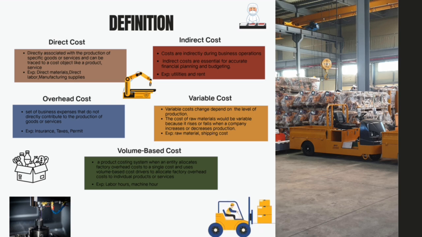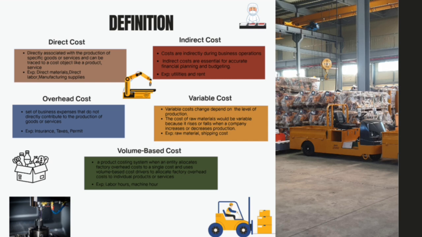Indirect cost: costs incurred indirectly during business operations. Indirect costs are essential for accurate financial planning and budgeting. Examples: utilities and rent. Overhead cost: a set of business expenses that do not directly contribute to the production of goods or services. Examples: insurance, taxes, permits.